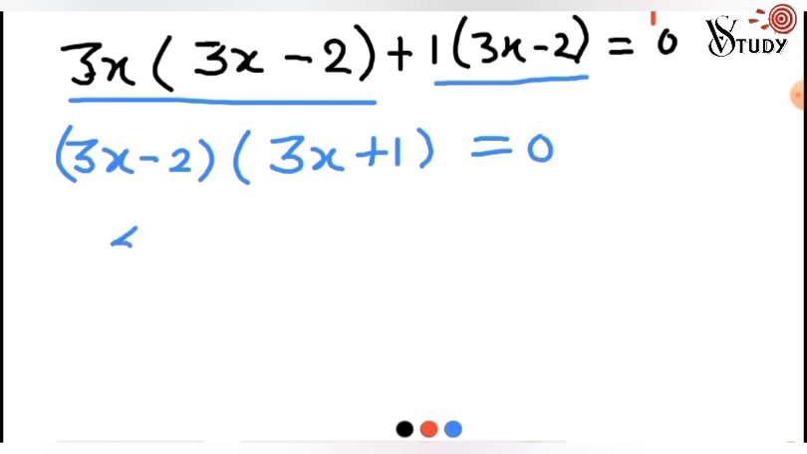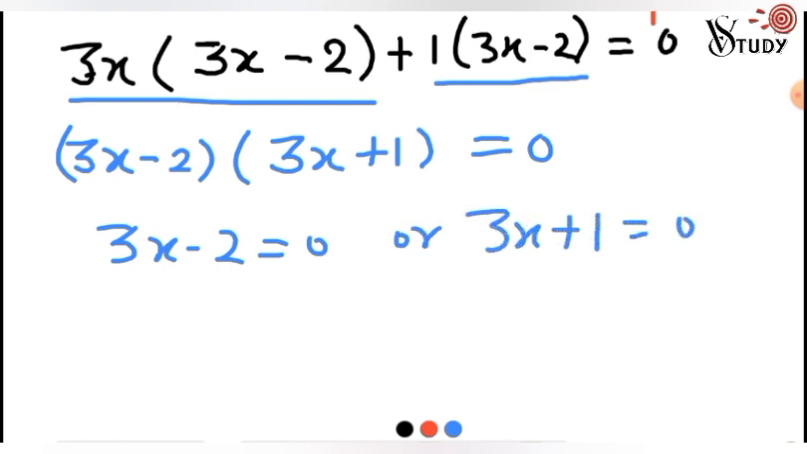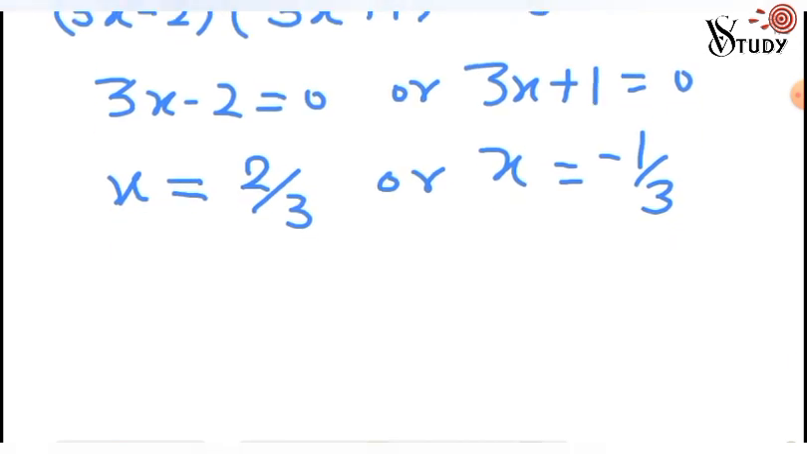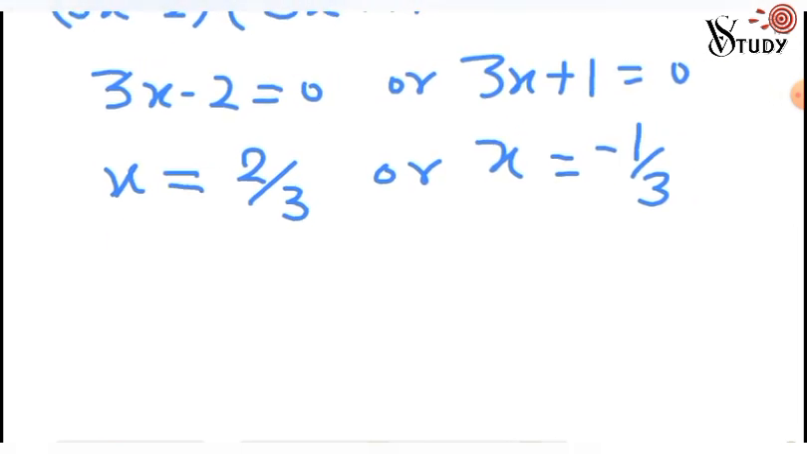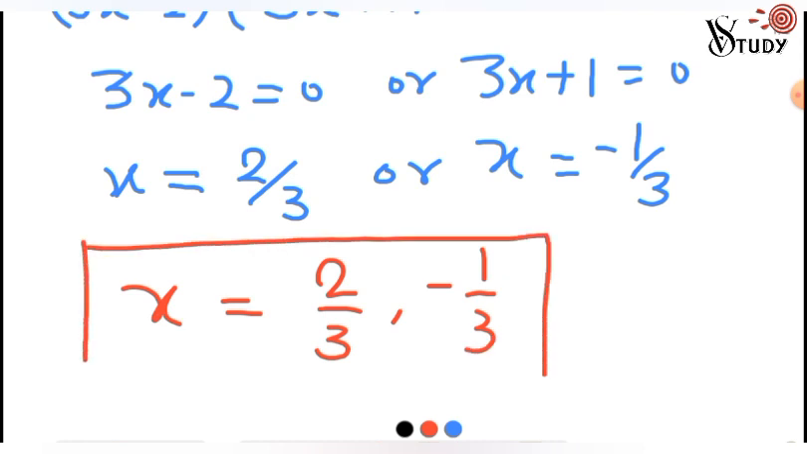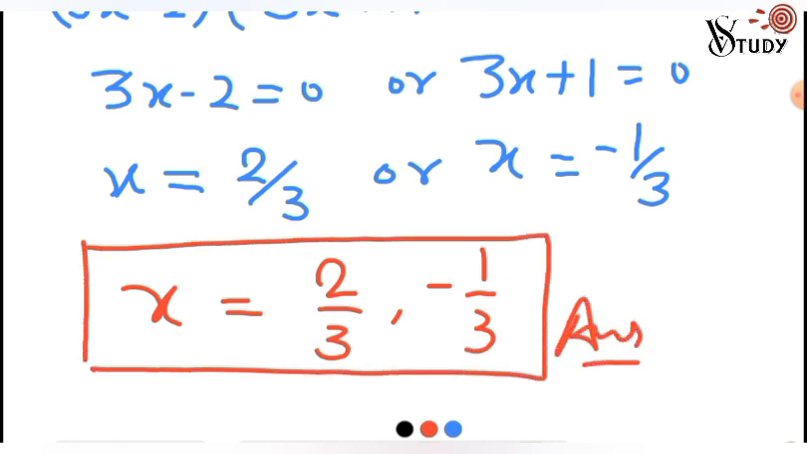Now put 3x minus 2 is equal to 0 or 3x plus 1 is equal to 0. After solving this, x will be equal to 2 by 3 or x will be equal to negative 1 by 3. So the final answer will be x equals 2 by 3 and minus 1 by 3. This is the solution of this quadratic equation, or we can say these are the roots of this quadratic equation.